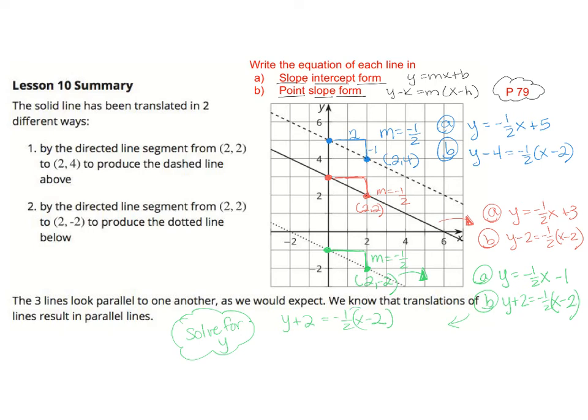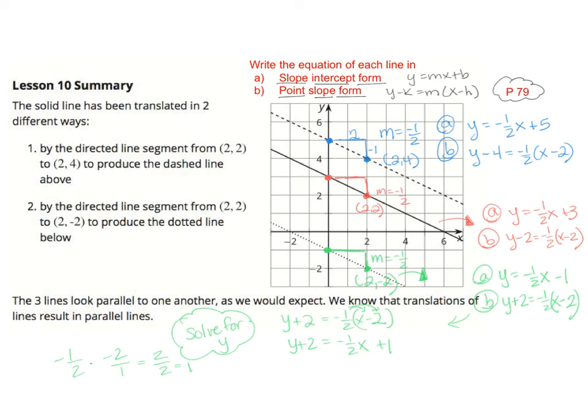Remember my first step, it was to distribute the negative 1/2. So I get y plus 2 equals negative 1/2 times x. Now I've got a negative 1/2 times a negative 2. Off to the side, negative 1/2 times a negative 2, and that's a negative 2 over 1. So you can see where I have a negative negative, which is a positive, and I get 2 over 2, and 2 over 2 reduces to 1 over 1 or 1. So I would get a plus 1 right here.